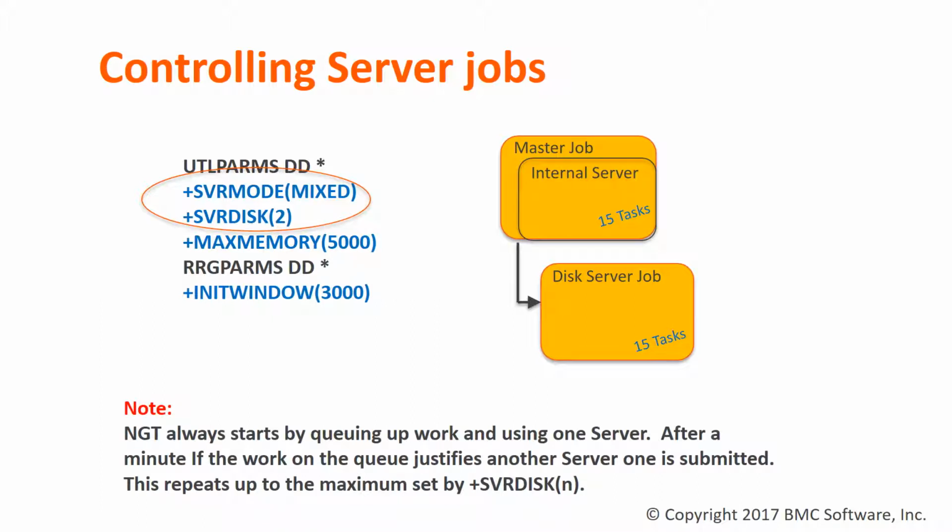NGT always starts by queuing up work and using one server. After a minute, if the work on the queue justifies another server, one is submitted. This repeats up to the maximum set by server disk.